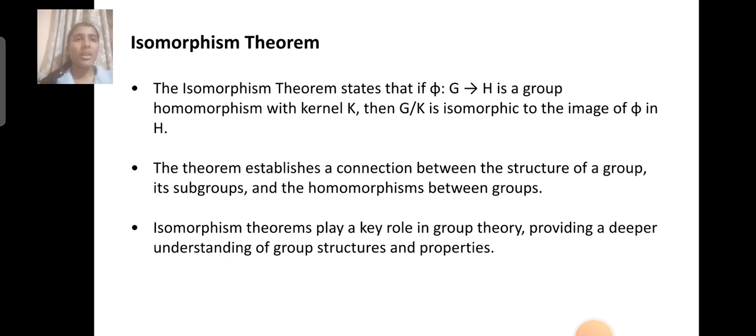Isomorphism theorem. It states that if phi from G to H is a group homomorphism with kernel K, then G by K is isomorphic to the image of phi in H. The theorem establishes a connection between the structure of a group, its subgroups, and the homomorphisms between groups. Isomorphism theorems play a key role in group theory, providing a deeper understanding of group structures and properties.